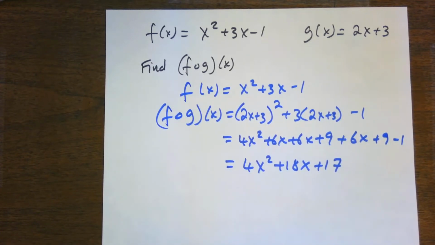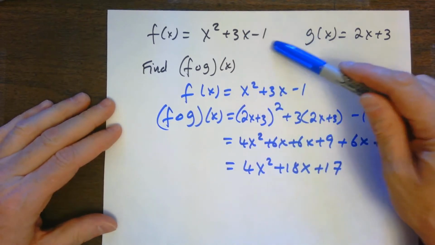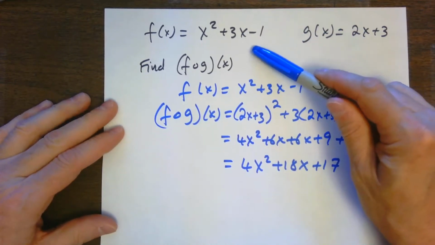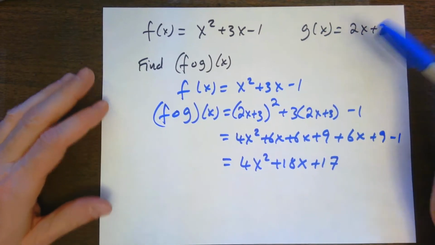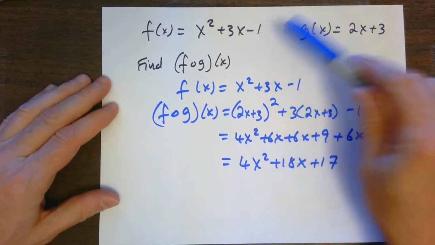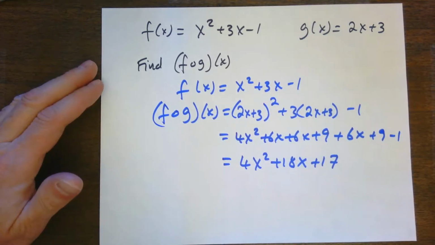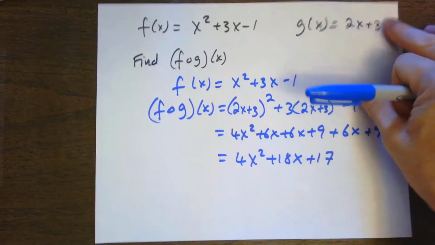Now, is that always going to be the case? No. These are nice, well-behaved polynomials. There's no domain restrictions here, no domain restrictions here. But what if one of our original functions had some sort of domain restriction on it? What then? Well, let's take a look at that.